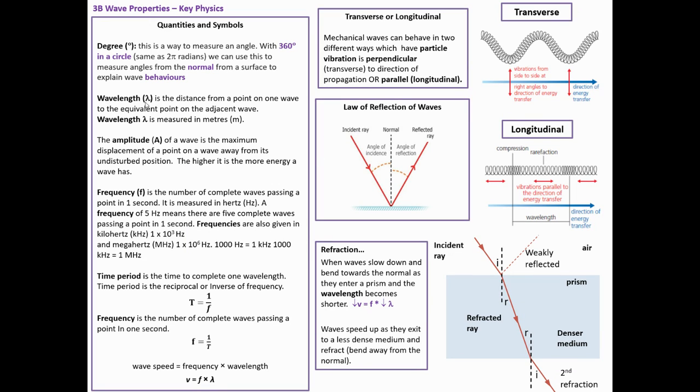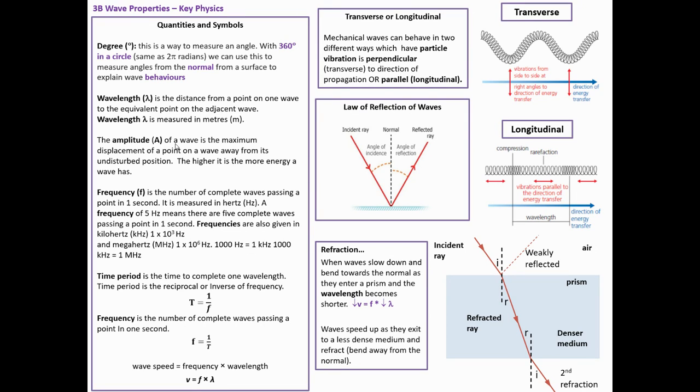We need to know about wavelength, symbol lambda, a Greek letter. It's the distance from a point on a wave to the equivalent point on an adjacent wave, and wavelength is measured in meters normally. Could be kilometers, centimeters, but you have to convert to meters if you're using the wave equation.